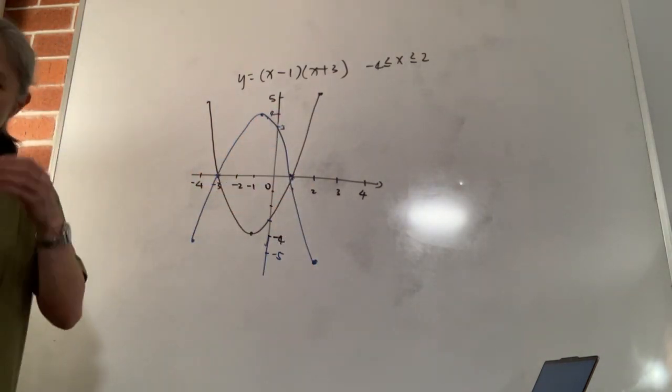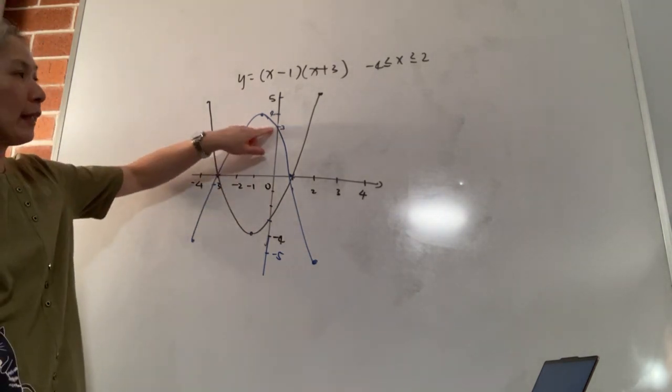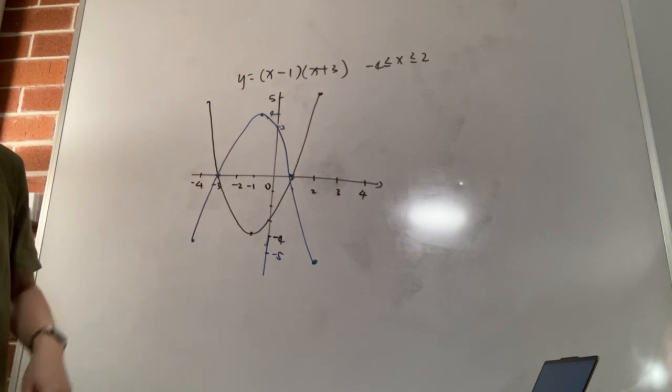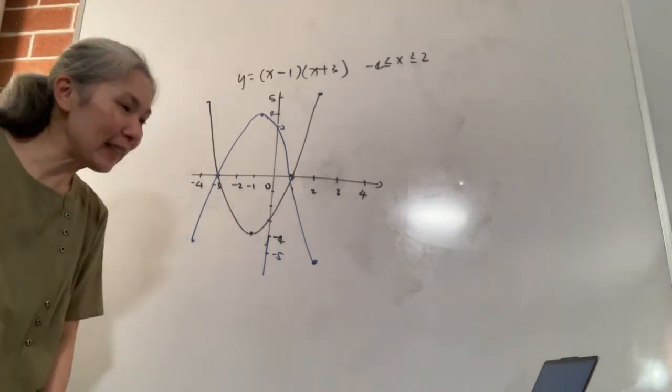So the curve should look like this. Make sure you make it very clear where it intersects the y-axis and the x-axis. Yes, that's right. Okay, then the next one is f of minus x.